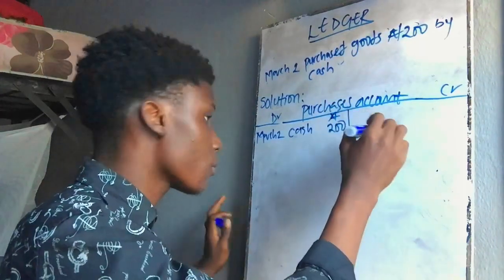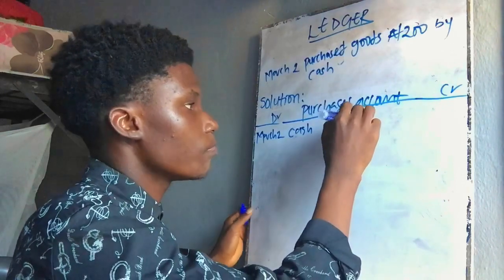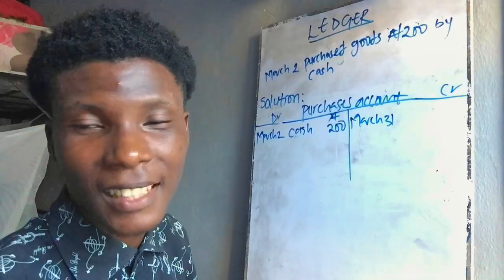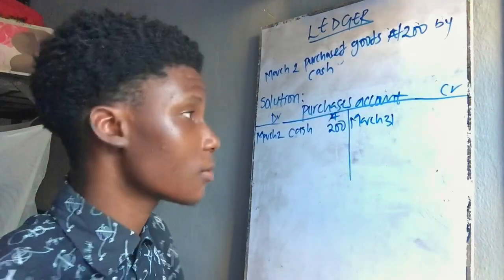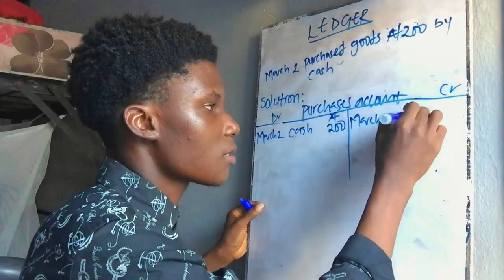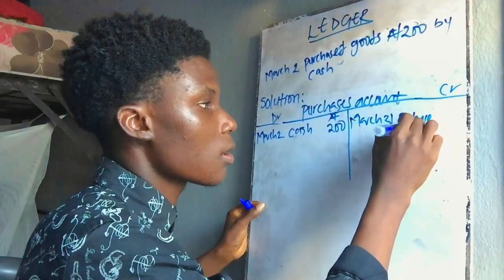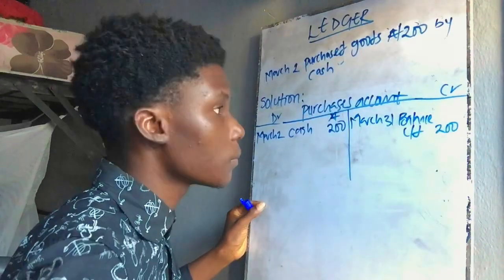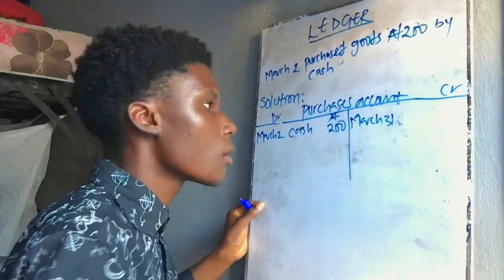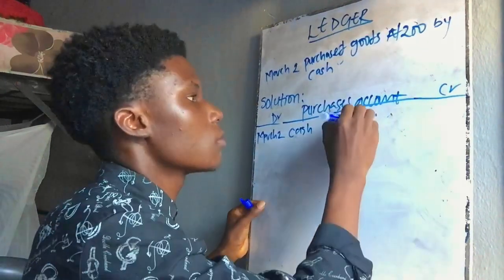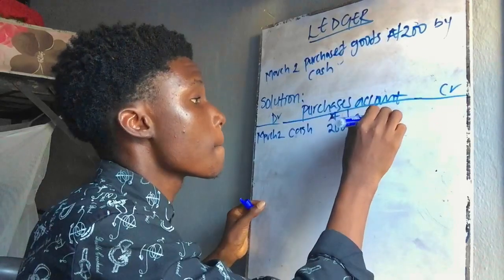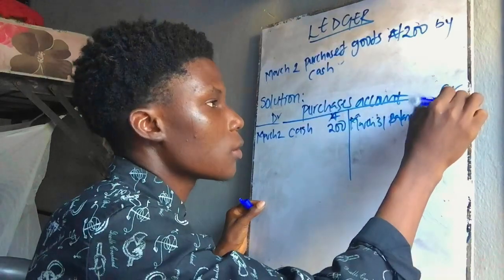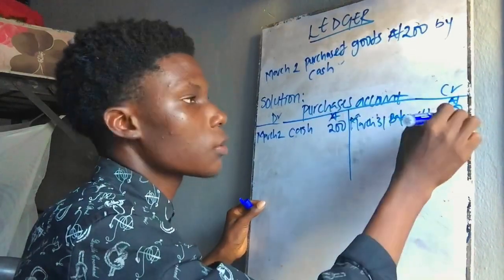You can balance this off, so it's given towards March 31st. I'm using March 31st because that's the last date in March. You get? Okay, March 31st, balance carried down, which is how much? 200. Sorry. March 31st, balance carried down, we have this 200. So you can balance this off.